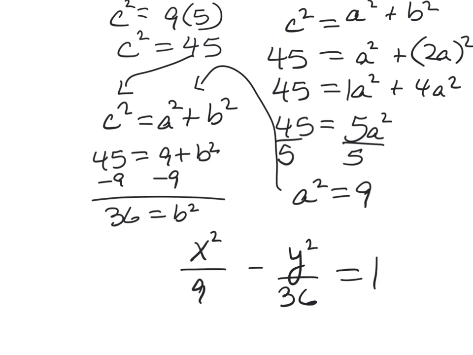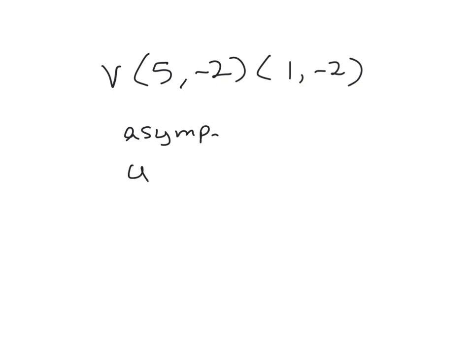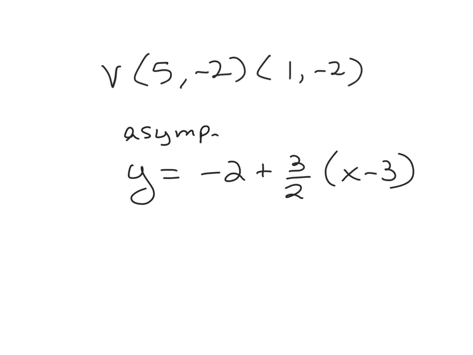One last example, and this one's actually going to be an example where the center is not at 0, 0, because you will have this in the web assign. So your given is a vertice at 5, -2 and 1, -2, and also an asymptote. Y equals -2 plus 3 over 2, x minus 3. Remember, this is k as it is, but this is backwards for the h because it's in a parentheses.